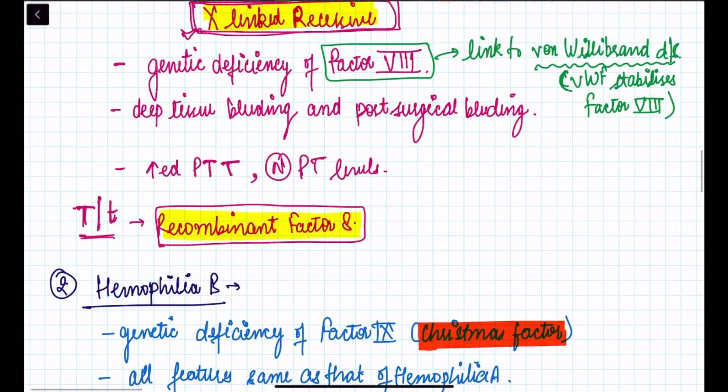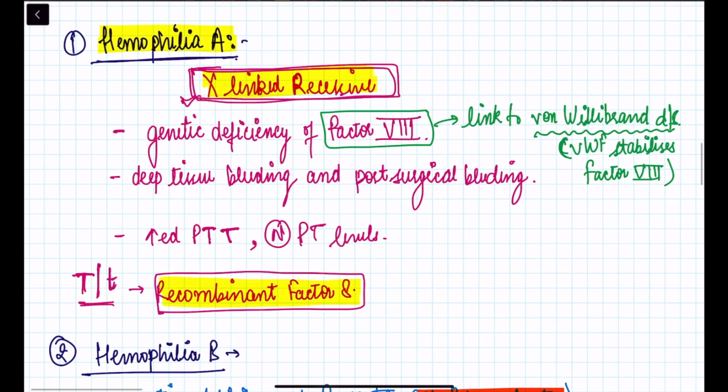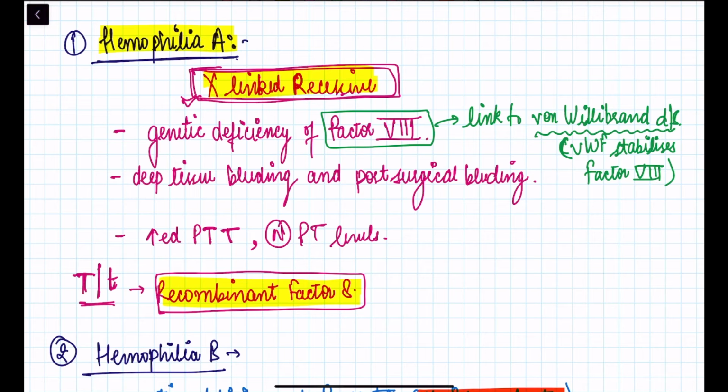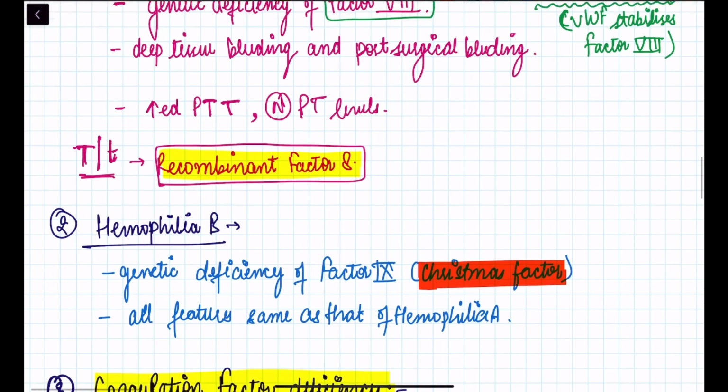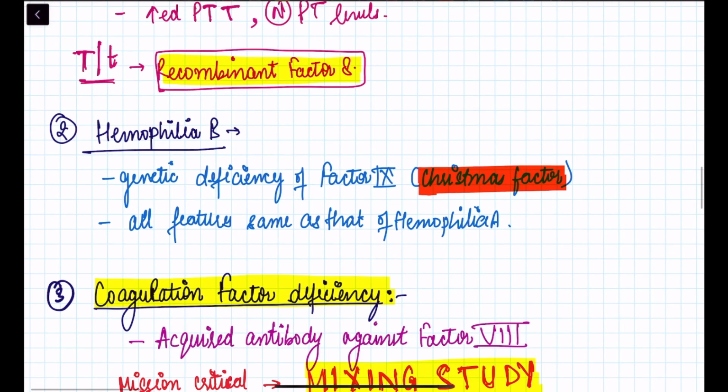So we'll have deep tissue bleeding and post-surgical bleeding. For instance, if someone goes for extraction of a wisdom tooth, there will be post-surgical bleeding in case of hemophilia A. And as we have factor 8 involvement here, which is an intrinsic pathway factor, we will have increased PTT levels and normal PT levels. Treatment shall be recombinant factor 8. This will have to be given lifelong.